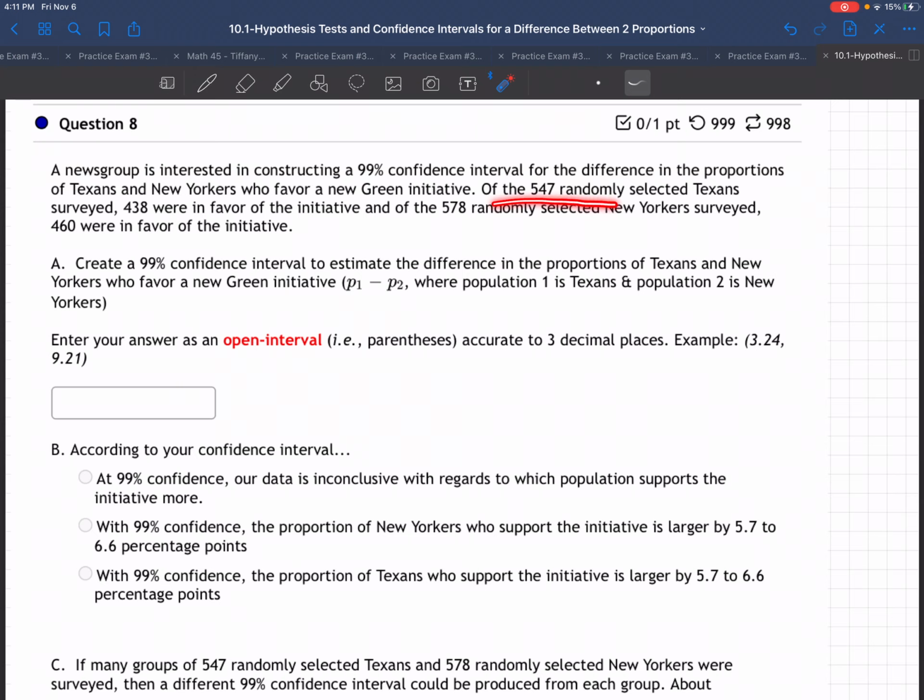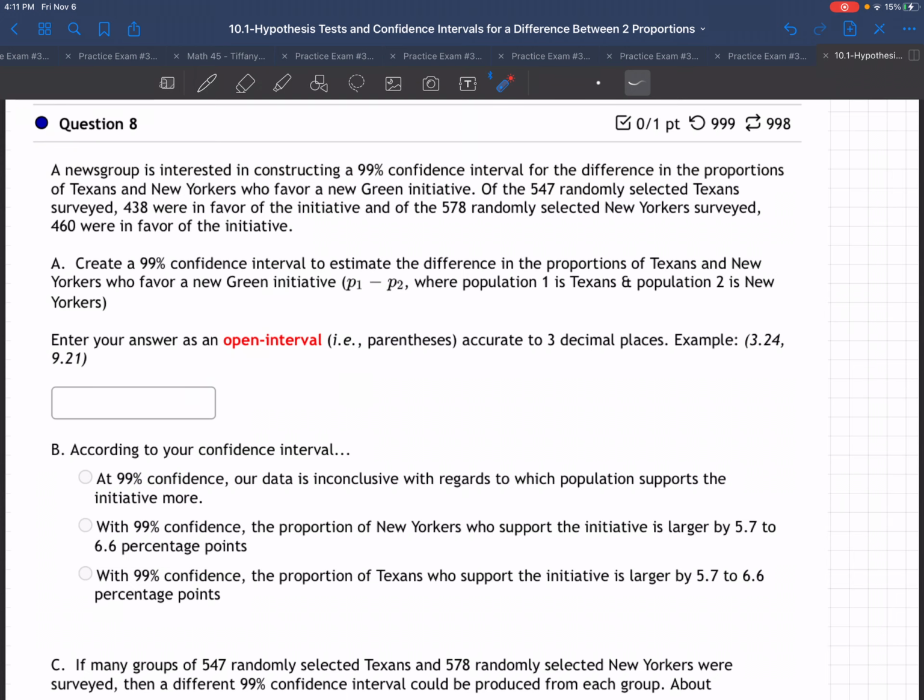Of the 547 randomly selected Texans surveyed, 438 were in favor. Of the 578 randomly selected New Yorkers, 460 were in favor. Create a 99% confidence interval to estimate the difference in the proportions of Texans and New Yorkers who favored a new green initiative, p1 minus p2, where population 1 is the Texans and 2 is the New Yorkers. Enter your answers in open interval.